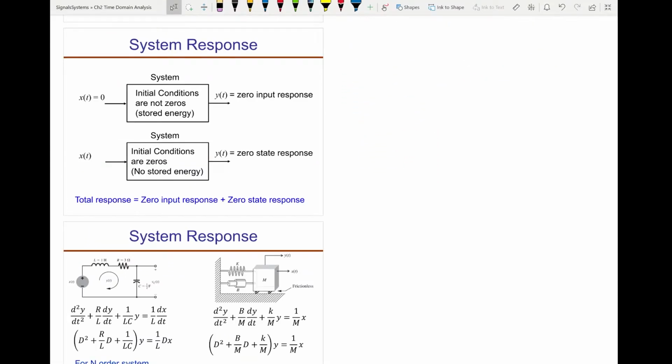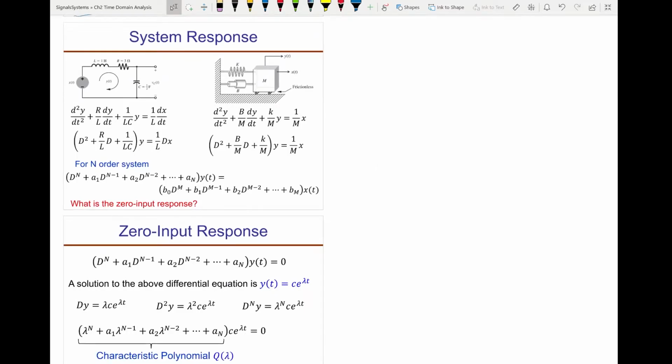As I said before, zero input response means the input is 0 and the system is responding due to initial condition or energy stored in the system. We call this the zero input response. When the initial conditions are 0, or the energy is 0, and there is an input x of t, then we call this output the zero state response. If I add both outputs, we get the total response, which is zero input response plus zero state response. So let's start with the zero input response.